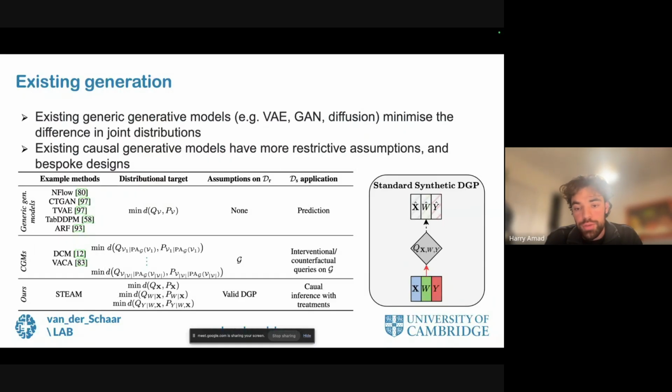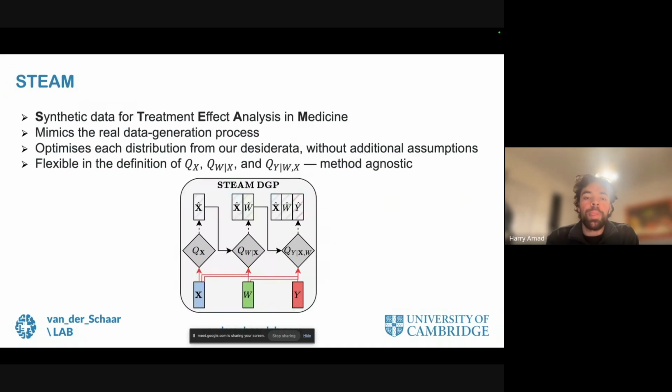So this is an assumption that's rarely true in practice in medicine. And so generation with these methods is hindered because of that. In comparison, we propose a sort of hybrid architecture between the two, which assumes that the data is generated via this causal generating process, which has some causal graph, but it doesn't assume access to the entire causal graph. Particularly, it doesn't assume access to the causal links amongst covariates. And we call this the STEAM framework, which is useful for generating synthetic data for treatment effect analysis in medicine.